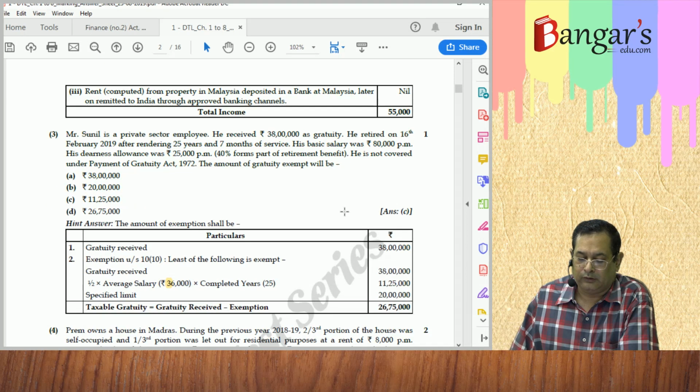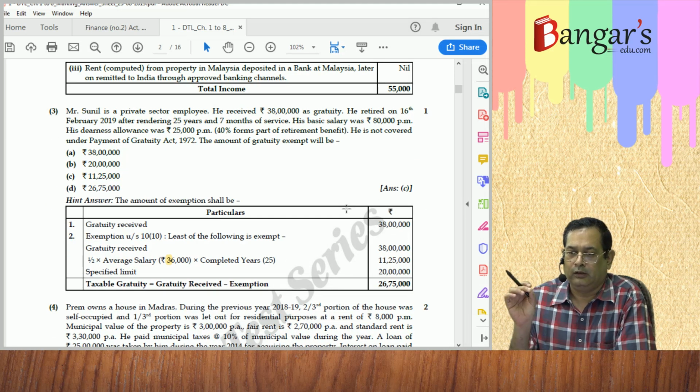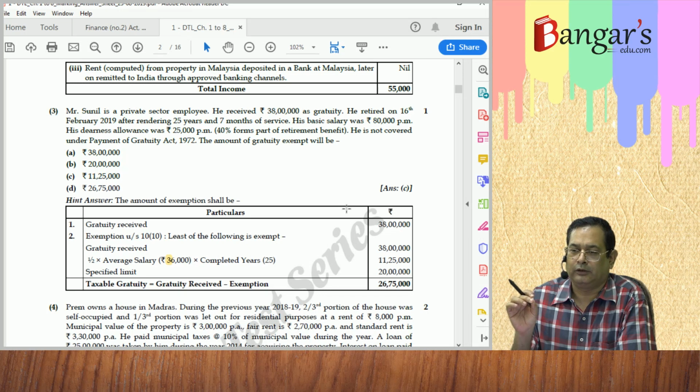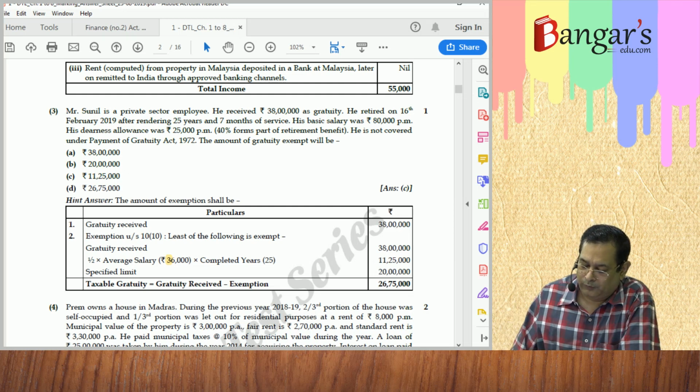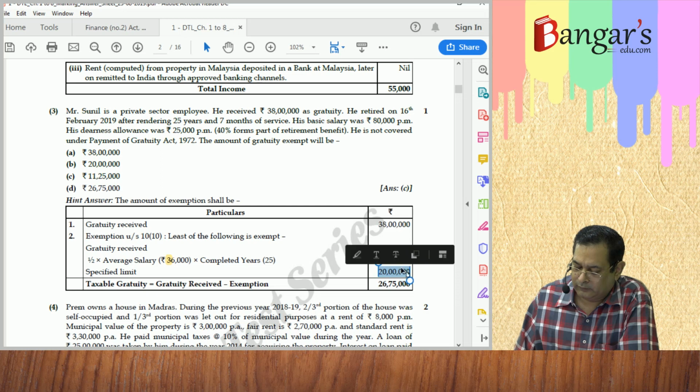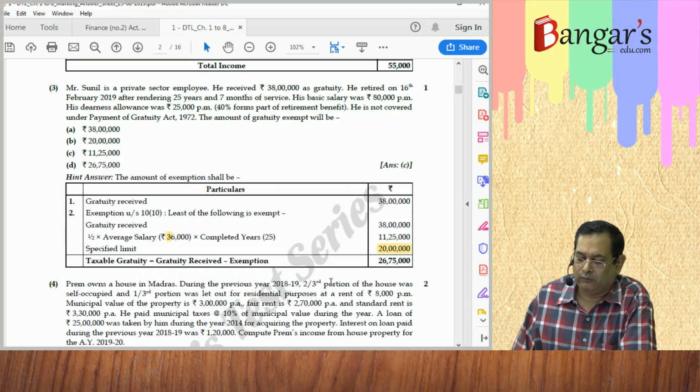Then the next question is relating to salary, gratuity received by an employee other than an employee covered under Gratuity Act. As you are aware that the exemption limit has been enhanced to rupees 20 lakhs. So in this case, the exemption limit is now 20 lakhs. He is drawing salary. He has received gratuity of 38 lakh rupees, and completed years of service is 25 years, and his basic salary is 80,000, and DA allowance is 25,000.